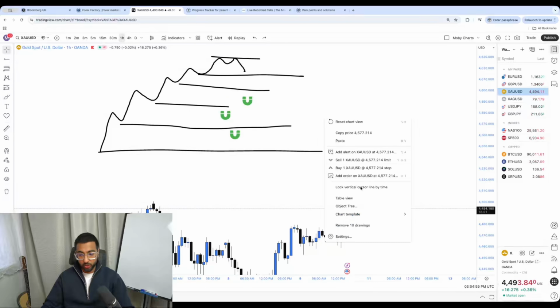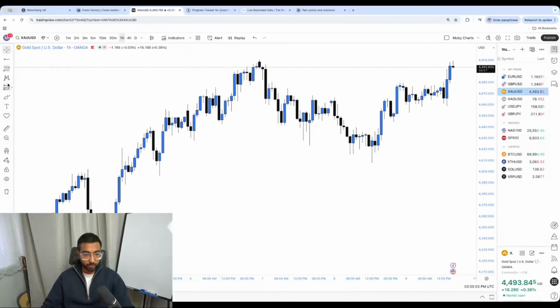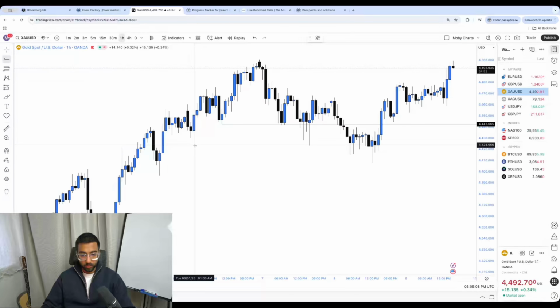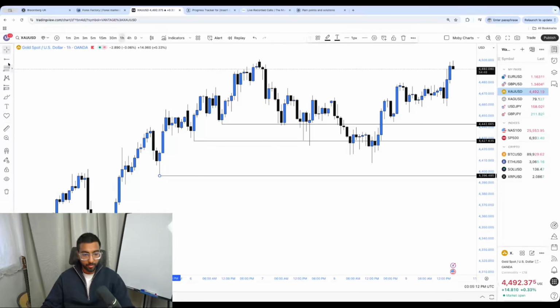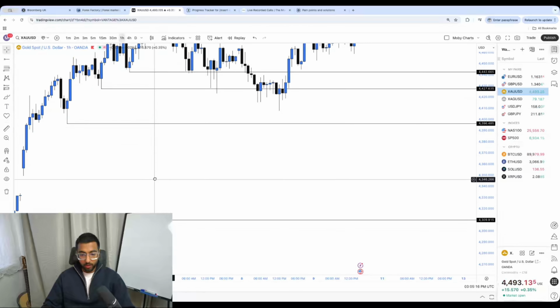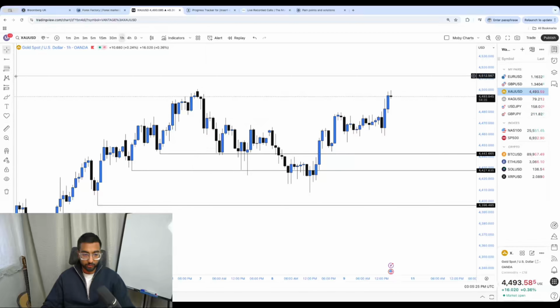So let me show you an example. Right here is the perfect example. We have lows right here, lows right here, lows right here, and obviously lows right here. Now, look at what price did. Price went up, manipulated these, pushed down. Boom. Price decided to go down.